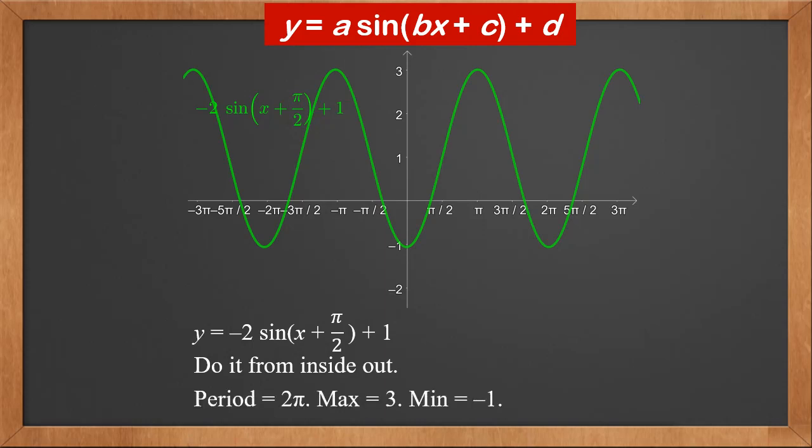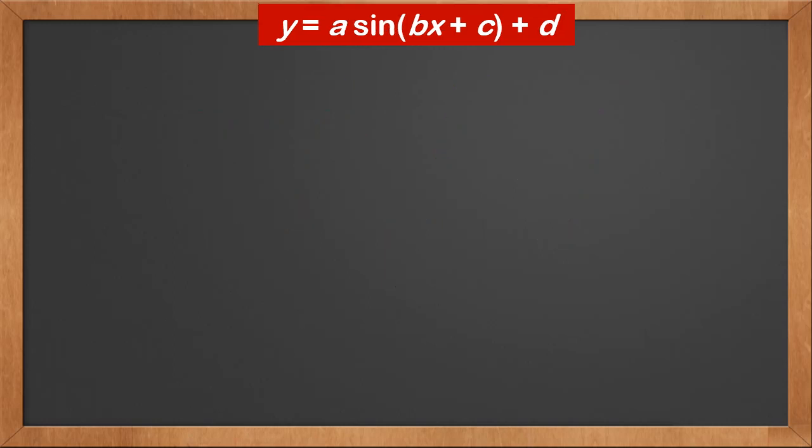In the final graph, we can see that the period is 2π. Since sin is between -1 and 1, -2 sin is between -2 and 2. And -2 sin + 1 is between -1 and 3. So the max is 3. The min is -1.